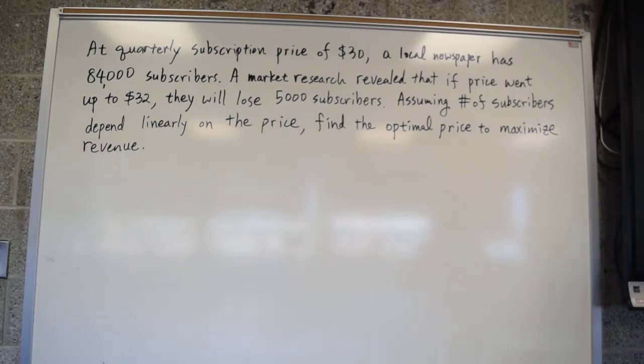A quarterly subscription price of $30. At that price, a local newspaper has 84,000 subscribers. A market research revealed that if price went up to $32, they will lose 5,000 subscribers. Assuming number of subscribers depend linearly on the price, find the optimal price to maximize revenue.